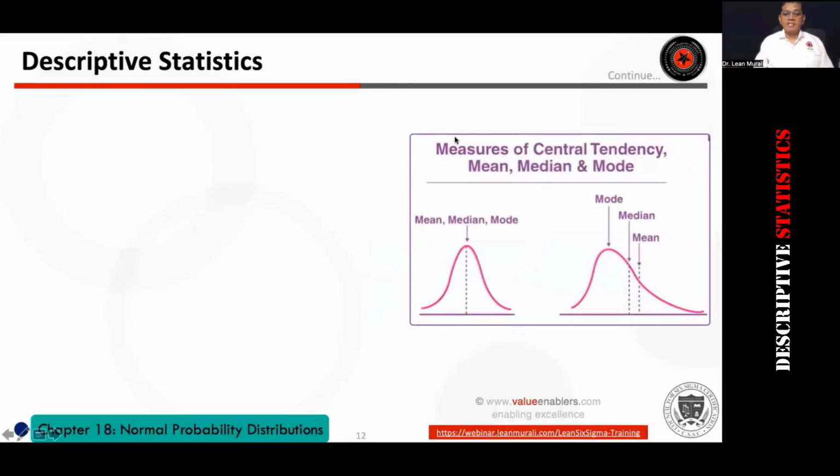Okay, descriptive statistics. Let me go into the detail of the descriptive statistics. Thank you very much. And this is inferential statistics, okay?